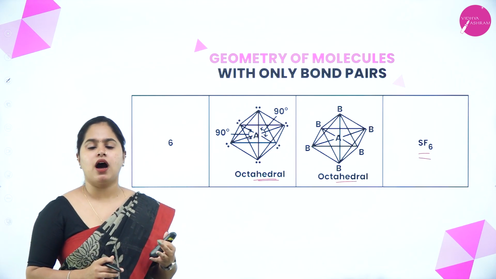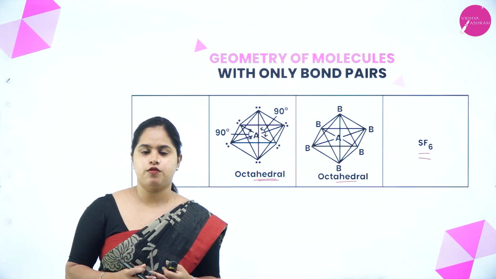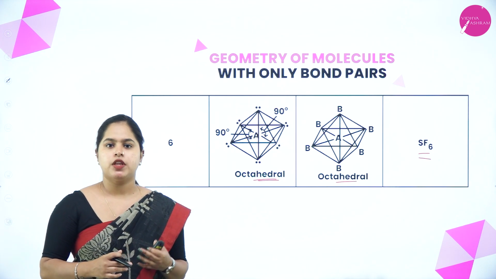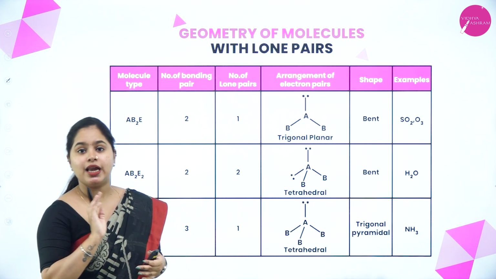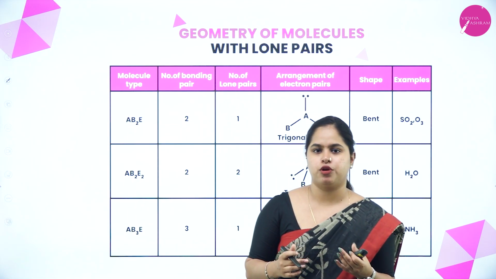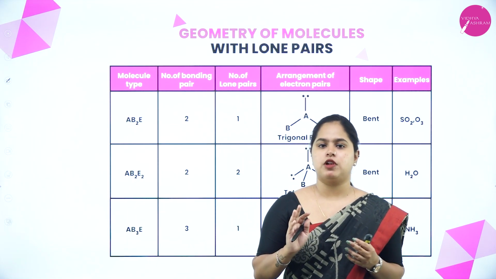Now, these are the examples that we discussed for only bond pairs. Now we are going to include lone pairs as well. So the shape will be different. I told you before, the geometry and shape will be different now.